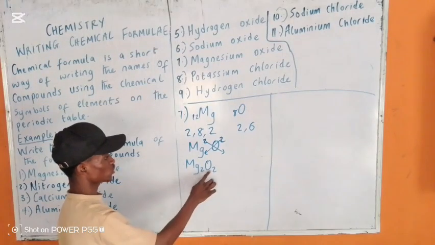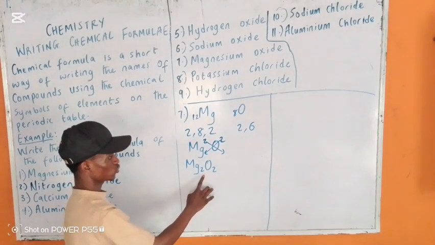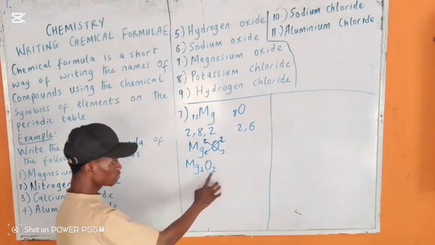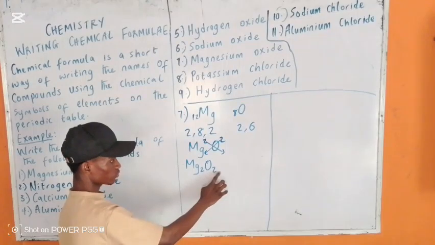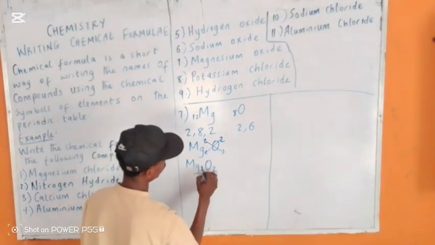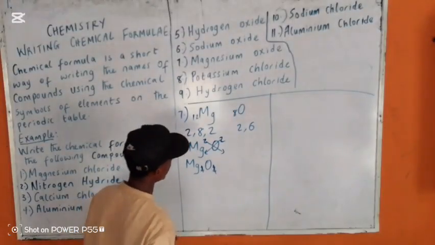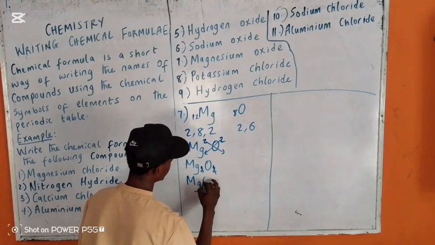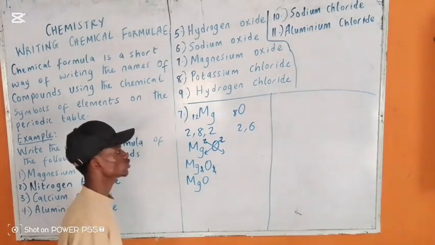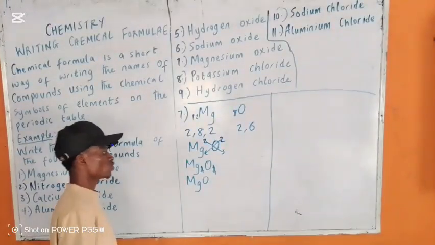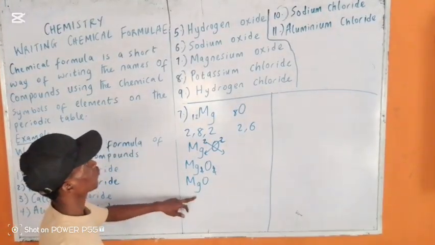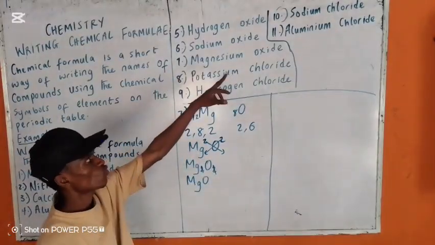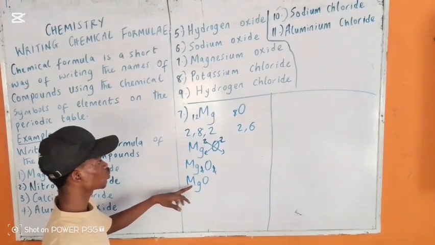Now 2 is common to both. So we have 2 here, 2 here. So we have MgO. So this is the chemical formula for magnesium oxide.